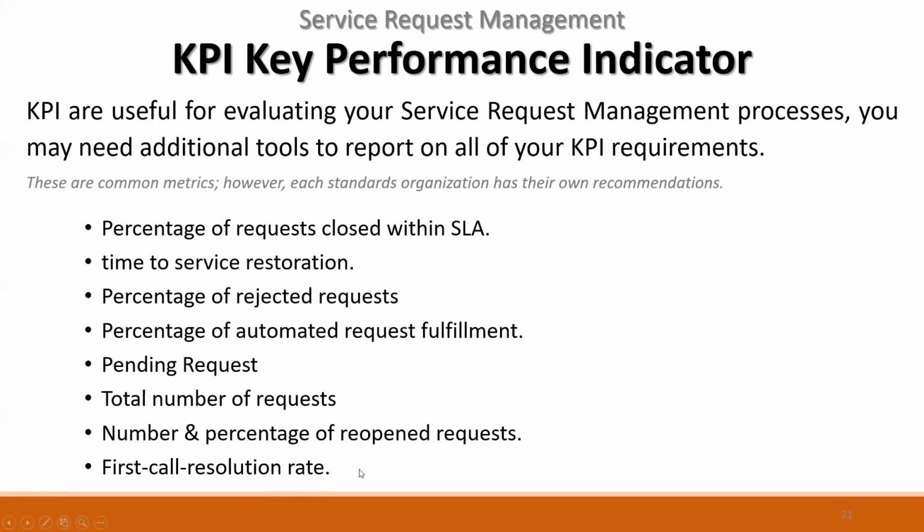Total number of requests, percentage of reopened requests. Reopened requests is a bad thing, right? Some of these things are good, some are bad. Reopened requests means that they made a request, we fulfilled the request, we closed the ticket, then they called back again and said, oh, that's not good. So that's a very bad thing. We would want that to be a very, very low number. First call resolution rate, that would be good. That means the first time they called in, we resolved it, they didn't call back. That means that we're doing things in an efficient way. So we want this to be big and we want that to be small.